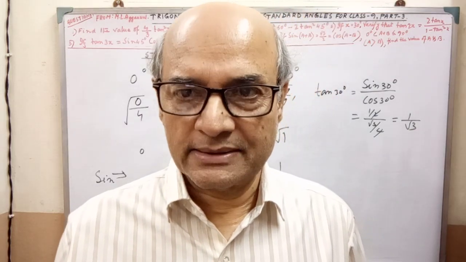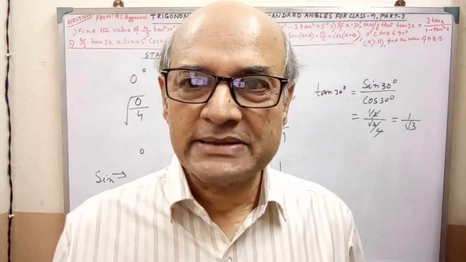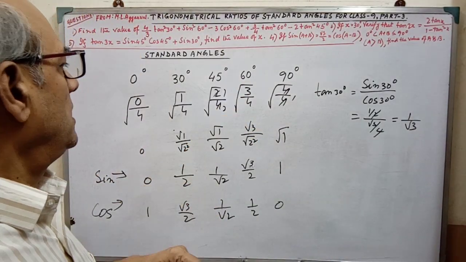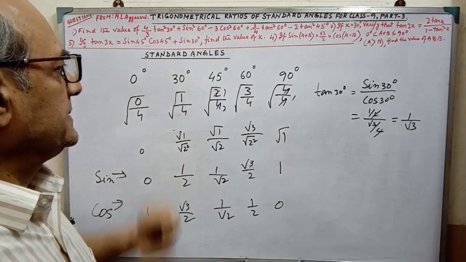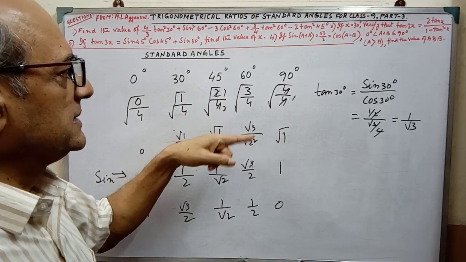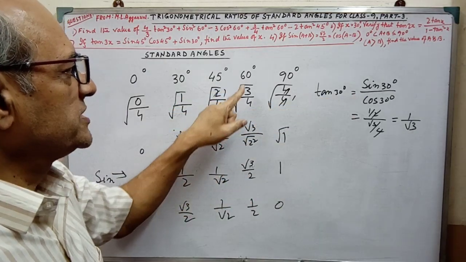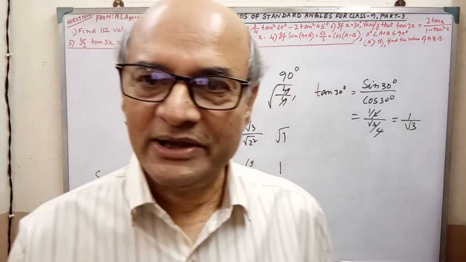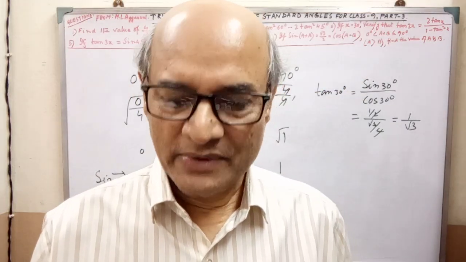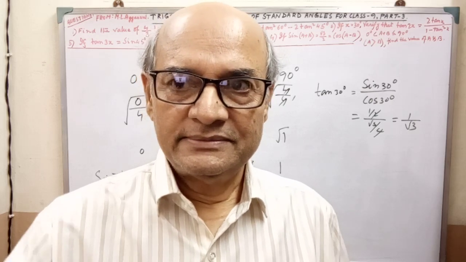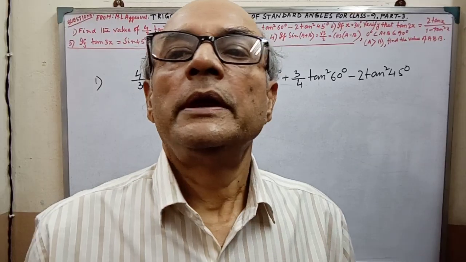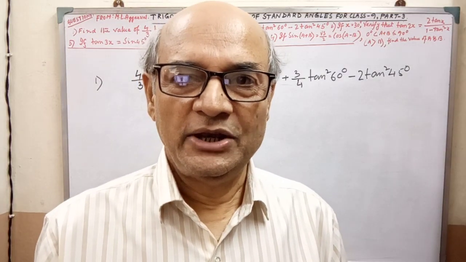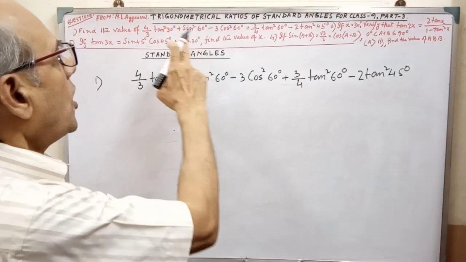Suppose cosec 45 degree, that is 1 by sine 45 degree. Suppose tan 60 degree, that is in this way. Cot 60 degree, that is cos by sine. In this way, all the values you will get. If you understand finding the values, then easily you will find the values of this.